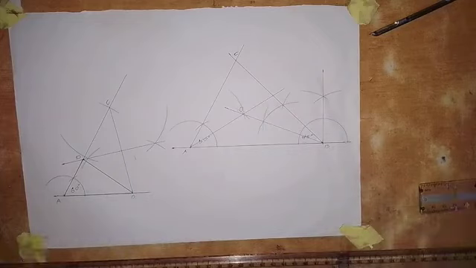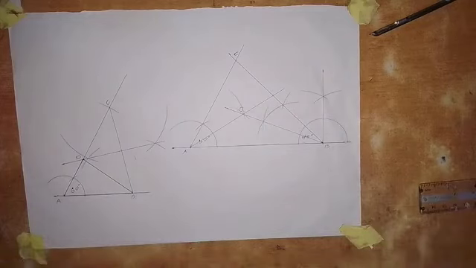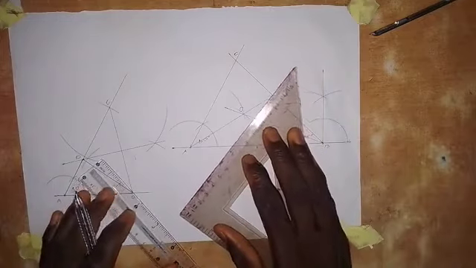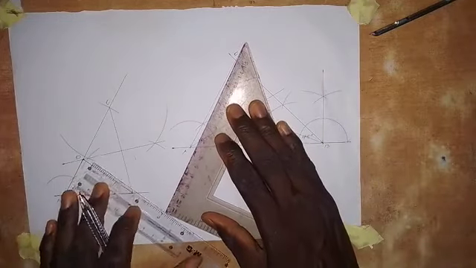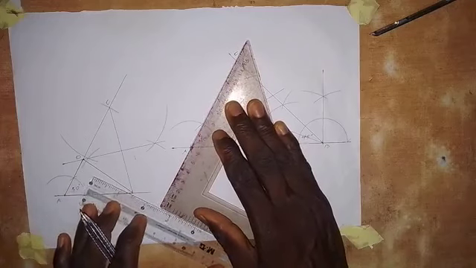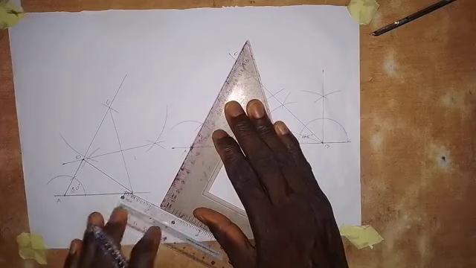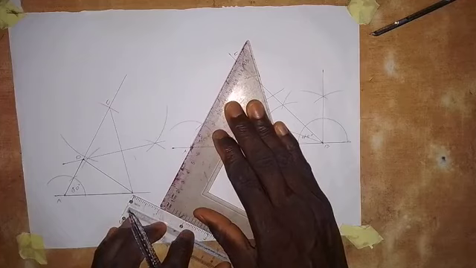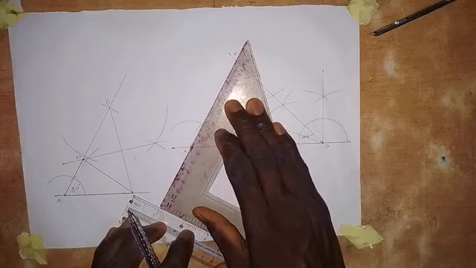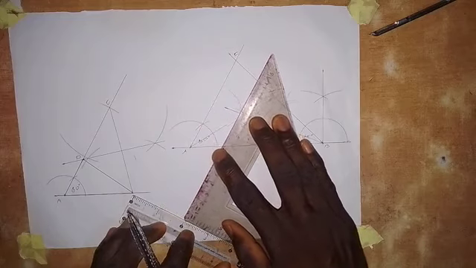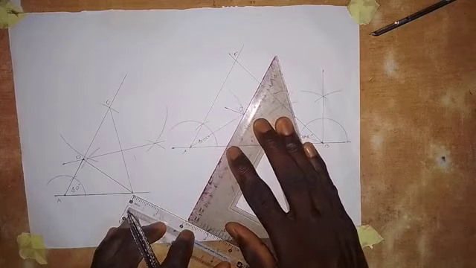The next thing that we are going to do is very simple. Take your set square and set it along this line AC, like this. Then we are going to shift it to point D. So we are drawing a line that is parallel to line AC at point D. We shift the set square like this and bring it to point D.